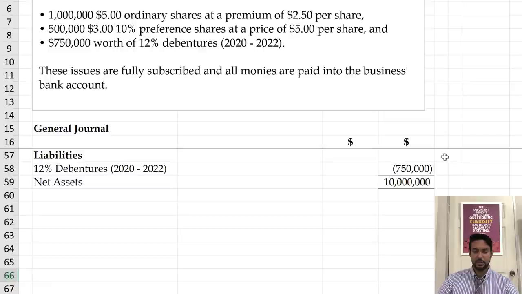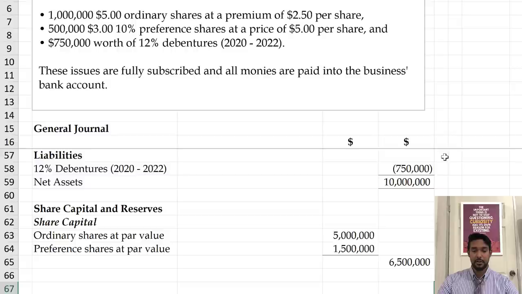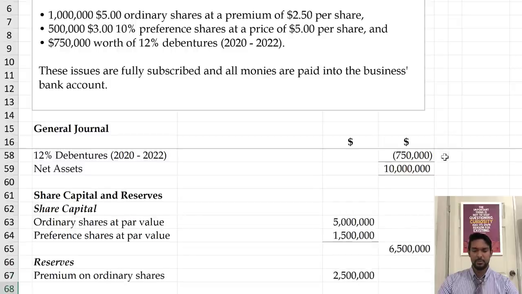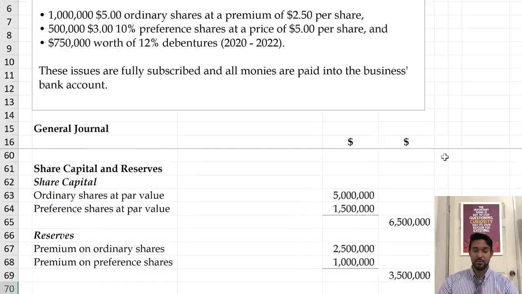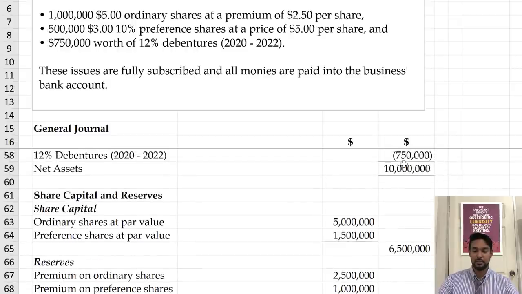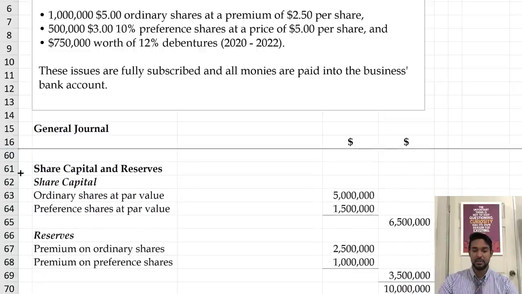All right, share capital and reserves now. Share capital, ordinary shares, 5 million, preference shares, 1.5, total par value is 6.5 million. Sorry, yeah, reserves. Ordinary share premium, that was how much? 2.5, preference share premium, 1 million, which means 3.5 in total, and 6.5 and 3.5 is 10 million, which matches back to the 10 million top here. So assets minus liabilities equal to capital.